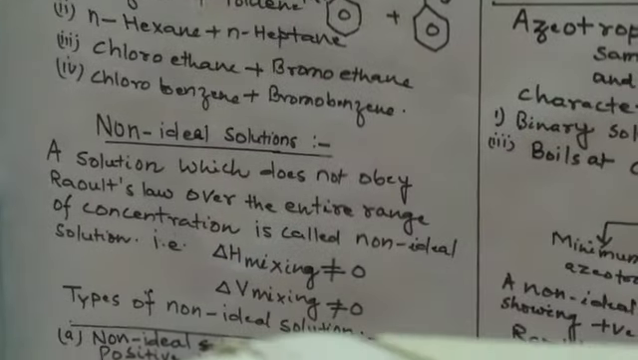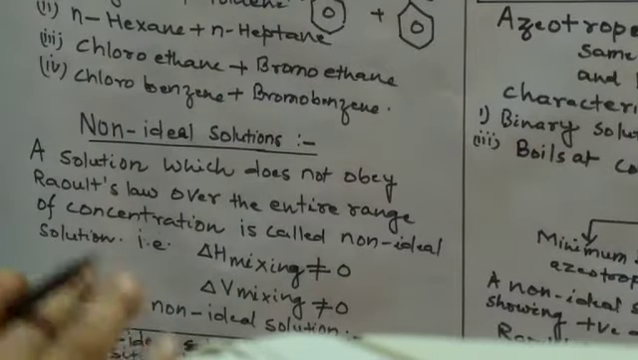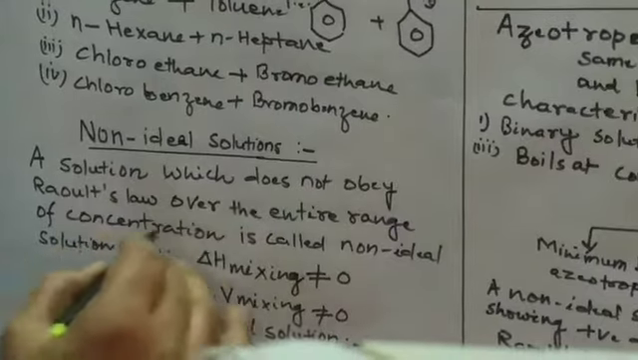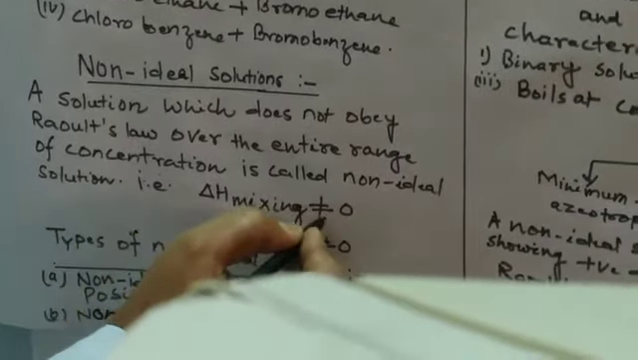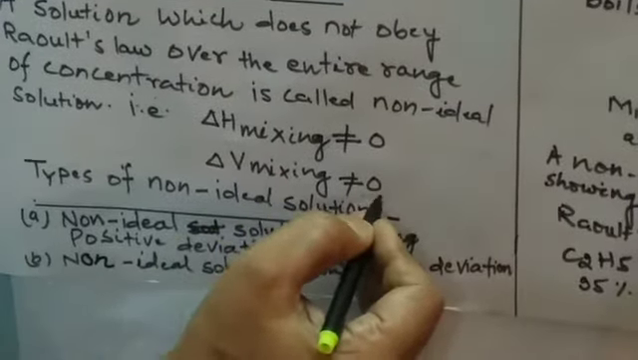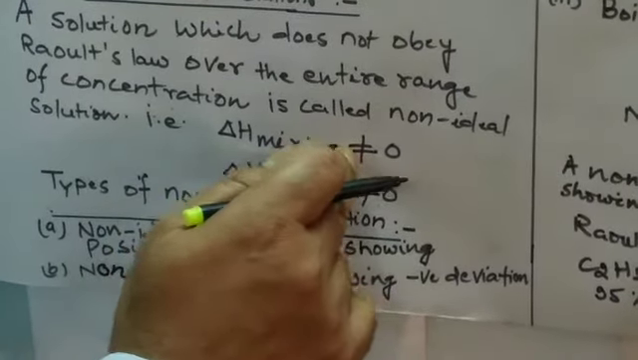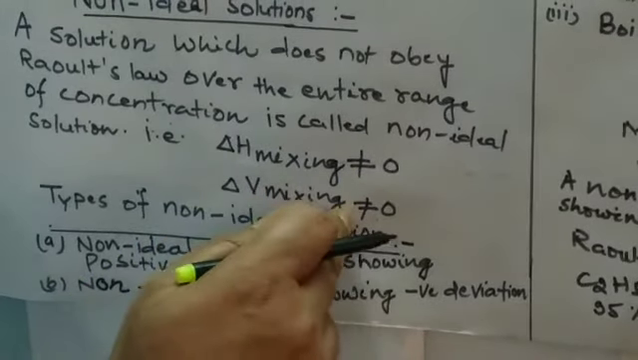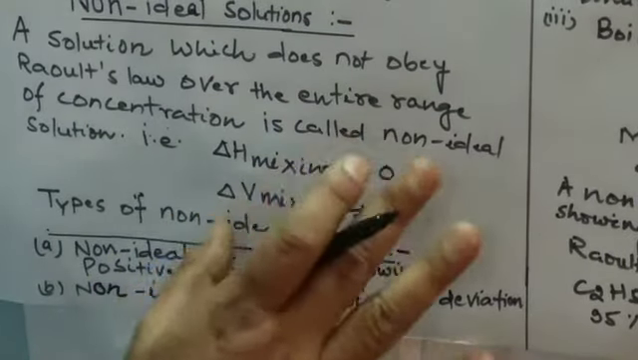Non-ideal solution. What are non-ideal solutions? A non-ideal solution is that which does not follow Raoult's law over the entire range of concentration. That means delta V mixing should not be equal to 0, and delta H mixing, the enthalpy change on mixing the two components, should also not be equal to 0, and the volume change also should not be equal to 0. So these are the two conditions that are required to be fulfilled.